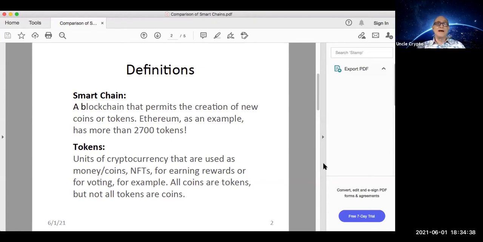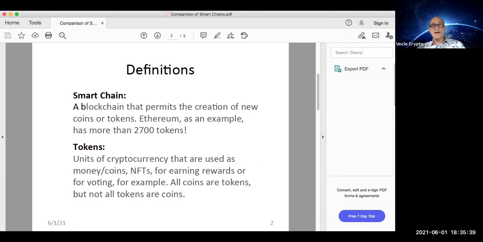So for example, if any of you have ever used Uniswap to buy coins, Uniswap is a token, a coin that operates on Ethereum. Ethereum is the smart chain, and Uniswap is the coin that runs on that. And so a blockchain that permits new coins and new tokens is called a smart chain. And Ethereum, as an example, has more than 2,700 tokens.